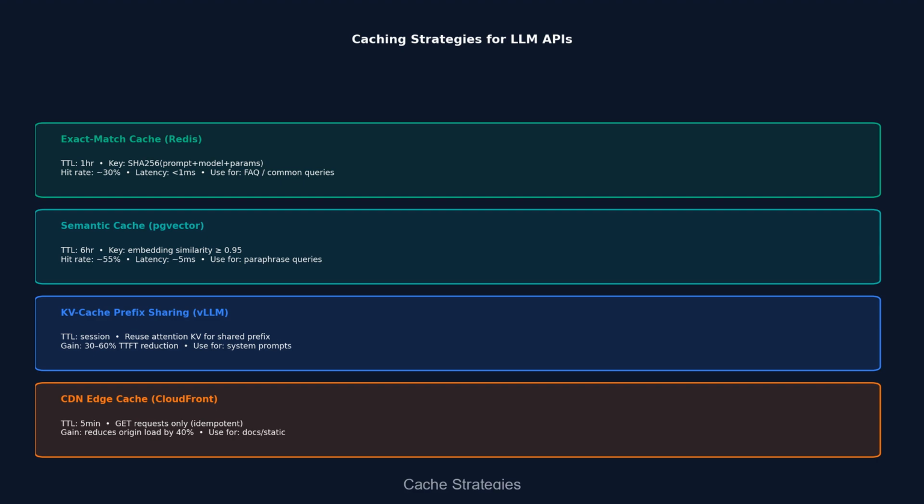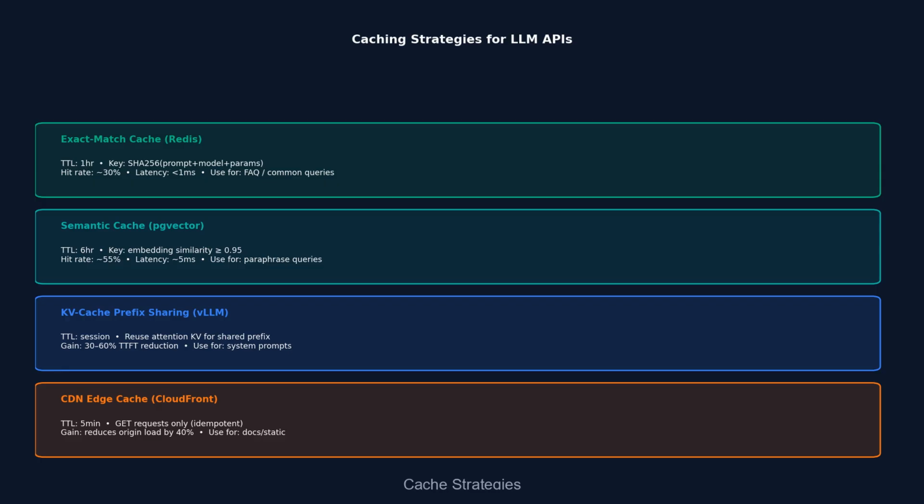Caching isn't one strategy, it's a hierarchy, and each layer targets a different type of repeated query. The exact match cache using Redis is the simplest. Hash the full prompt, store the response, set a 1-hour TTL, hit rate around 30%, latency under 1 millisecond. This works well for FAQ-style applications where users ask identical questions verbatim.